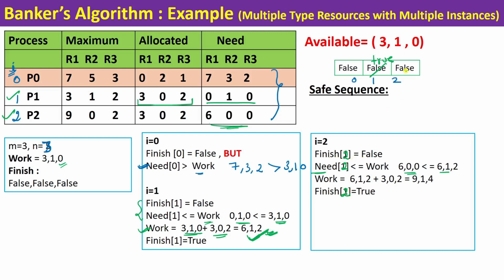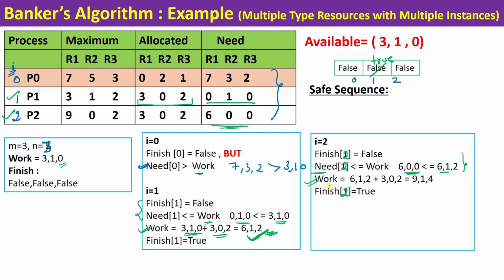So finish of 2 is false. Okay, so if we check the need now, the second condition: 6 is less than or equal to 6, 6 is equal to 6. Okay, 0 is less than 1, yes. 0 is less than 2, yes. That means this total is less than or equal to 612. My condition is satisfied. Both these conditions are satisfied. So grant the request and after some time release the resource.